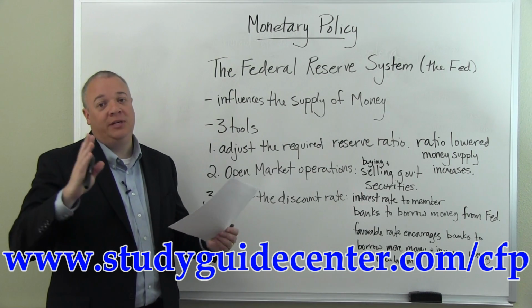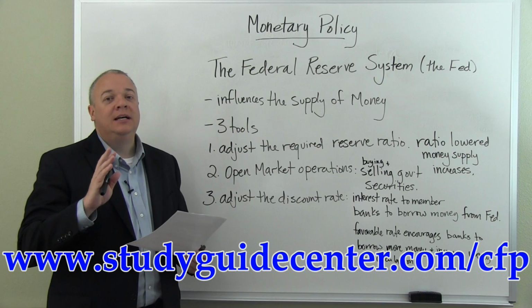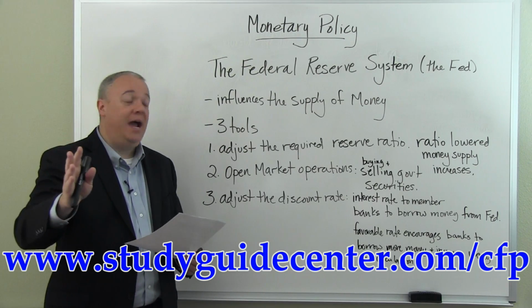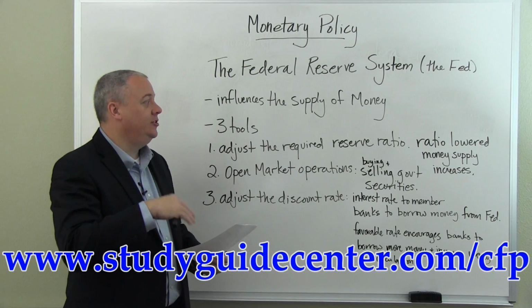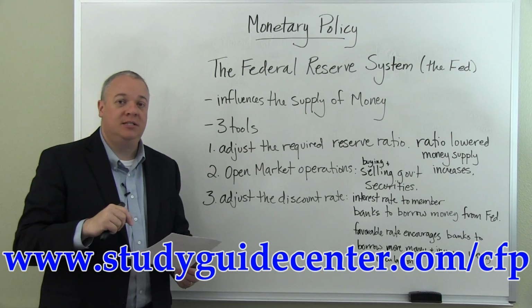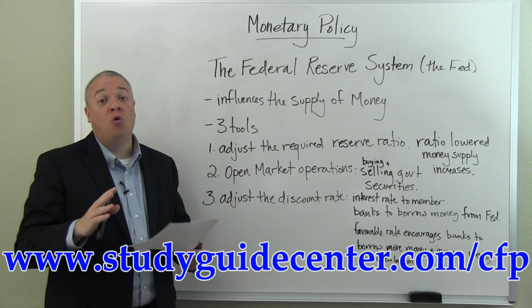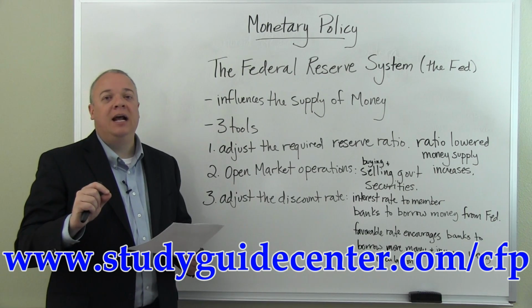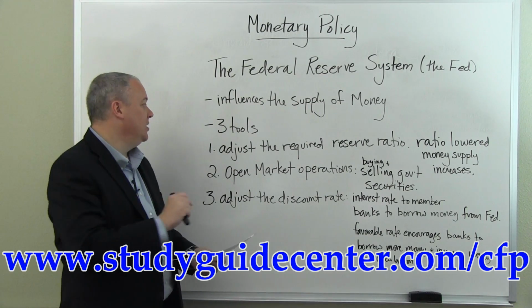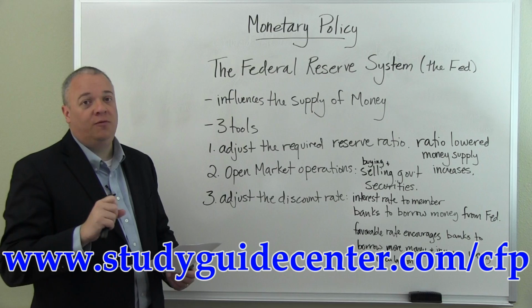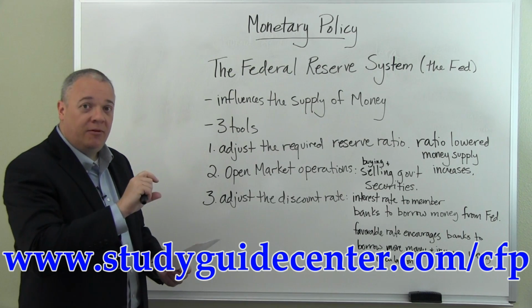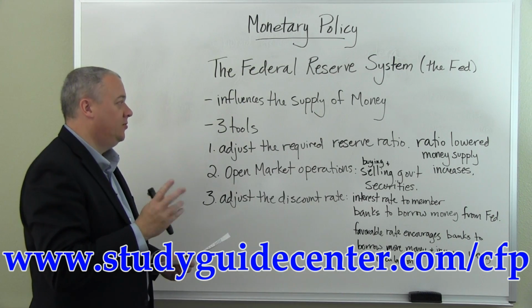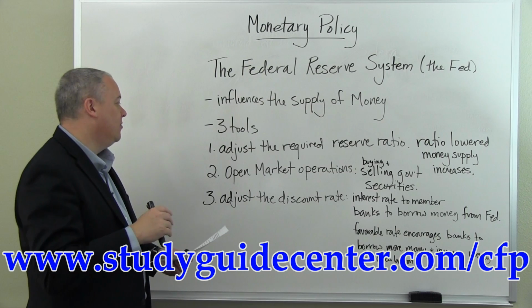If the reserve ratio is low, that gives more money at disposal for the bank to loan out, and therefore a lowered ratio means the money supply increases. If they have a higher ratio, they have to keep more on hand based on how much is deposited there, then there's less money to lend and the money supply decreases. So they adjust the required reserve ratio for member banks. Lower that ratio, money supply increases. Raise the ratio, money supply decreases.